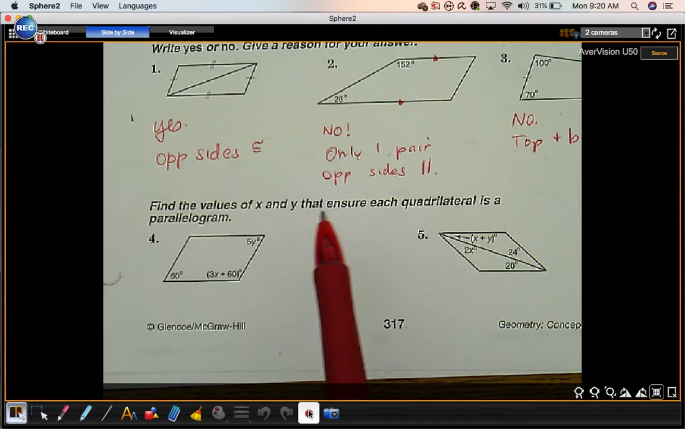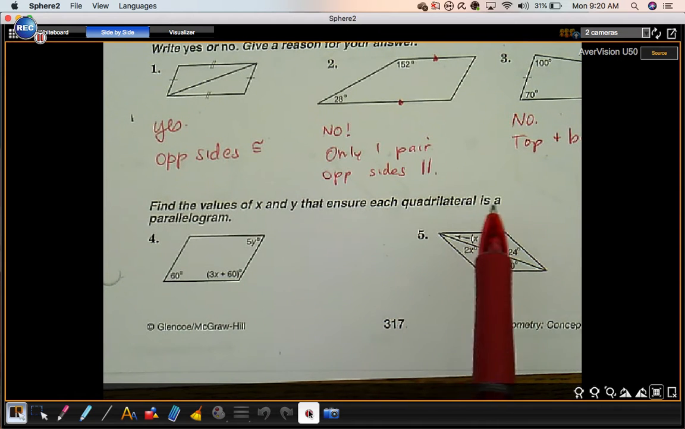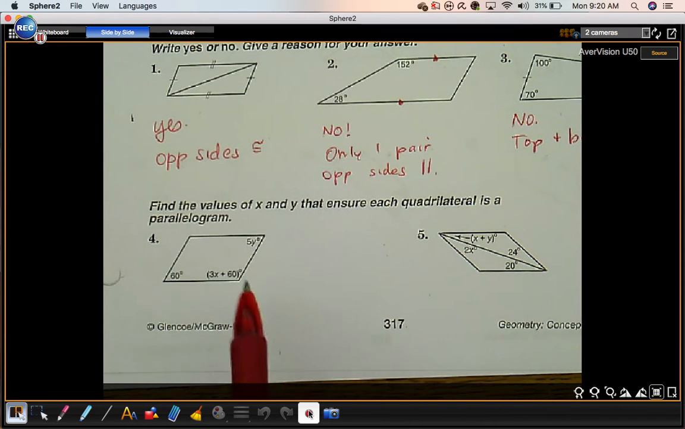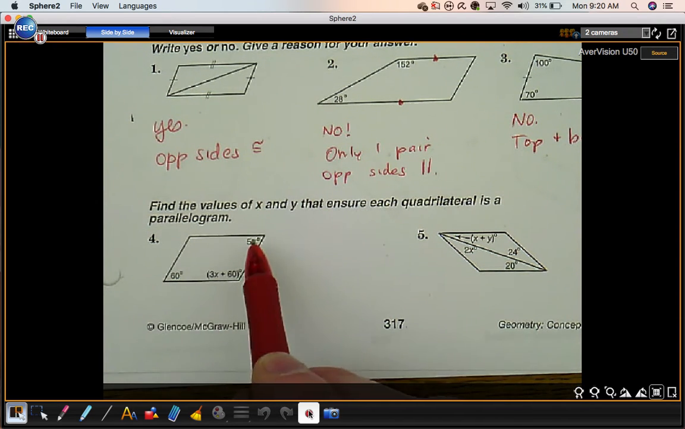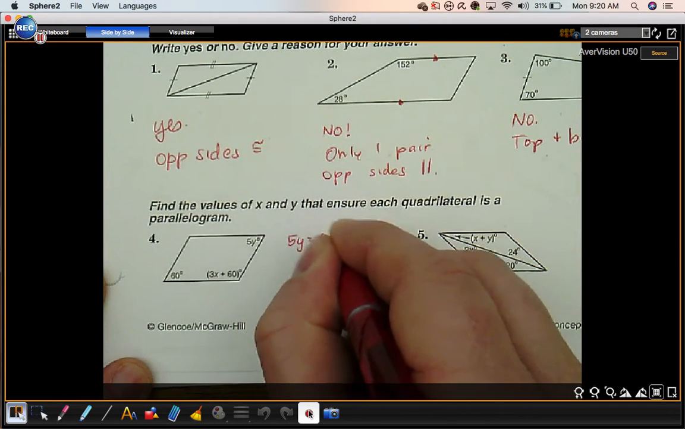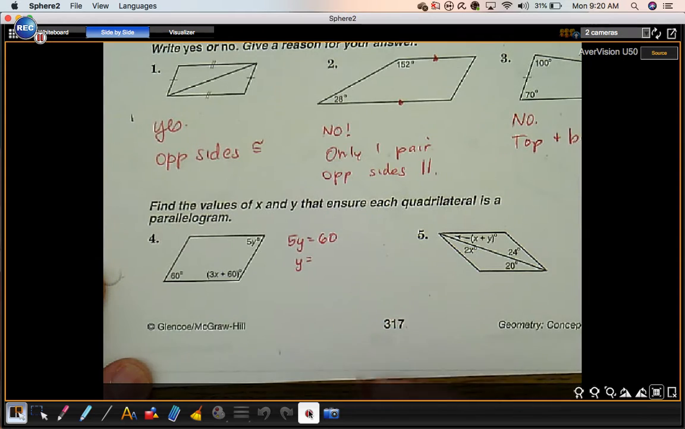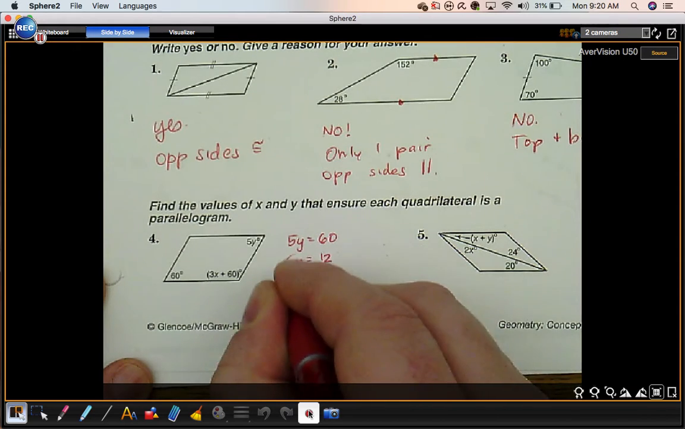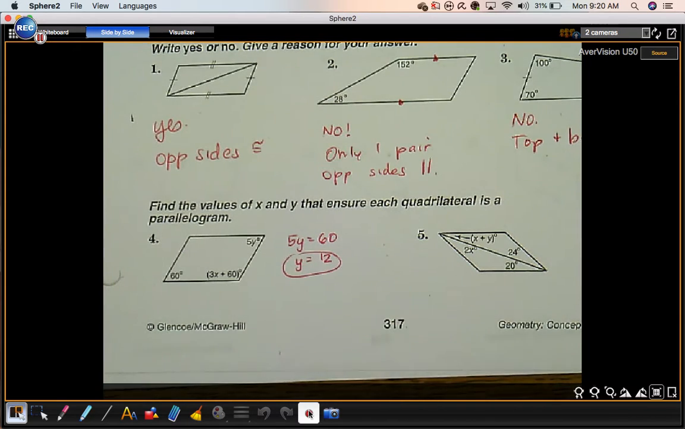Find the values of x and y that ensure that each quadrilateral is a parallelogram. So we're not proving that it's a parallelogram, we want it to be. So if this angle is 60, we need this angle to be 60. So 5 times something needs to be 60. Just divide by 5. Y needs to be 12 for this to be a parallelogram.